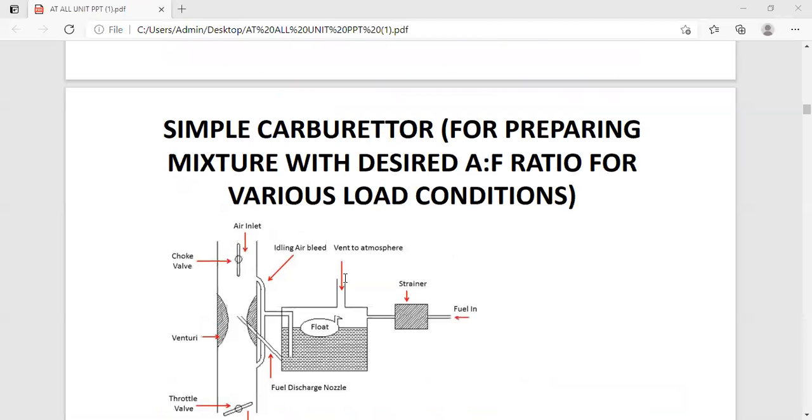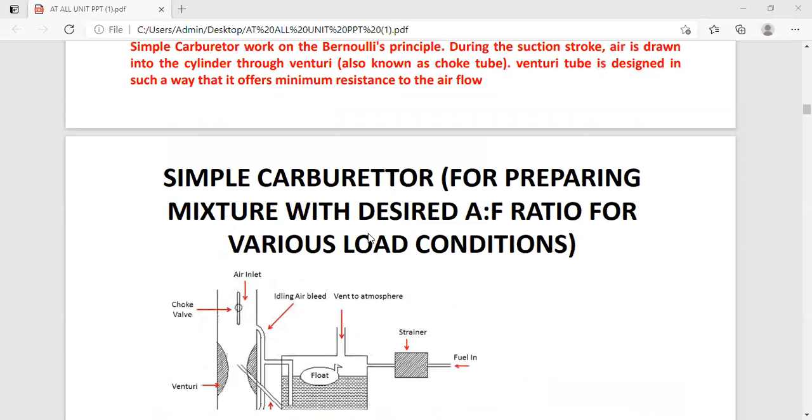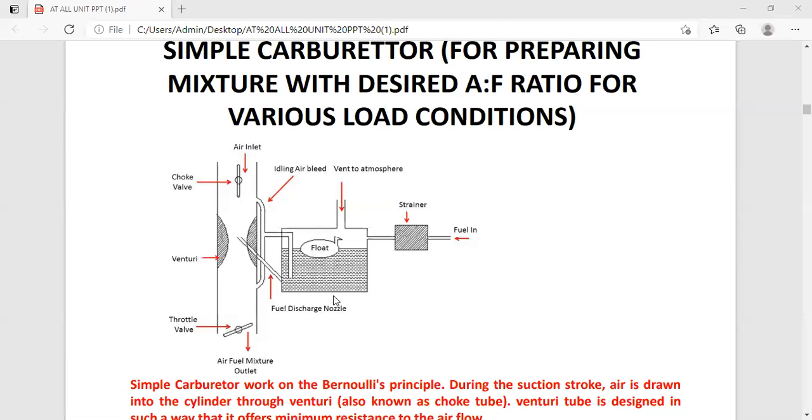As I have discussed, you can draw this diagram or that diagram. It is better to draw this diagram and explain each and every point related to the simple carburetor: the construction and working, the drawbacks of the simple carburetor, and the applications of the simple carburetor.